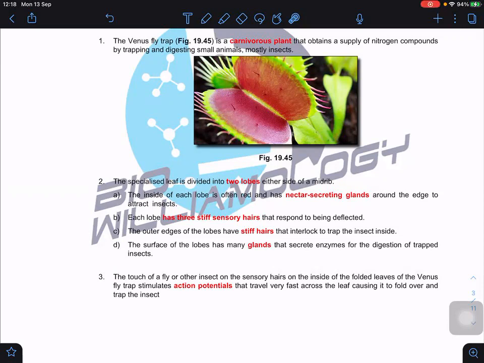The touch of a fly or other insects on the sensory hair on the inside of the folded leaf of the Venus flytrap stimulates the action potential that travels very fast across the leaf and causes the leaf to fold over and close and trap the insect. Okay, so I'm going to show you the video clips about how the trap closes and traps the insect.